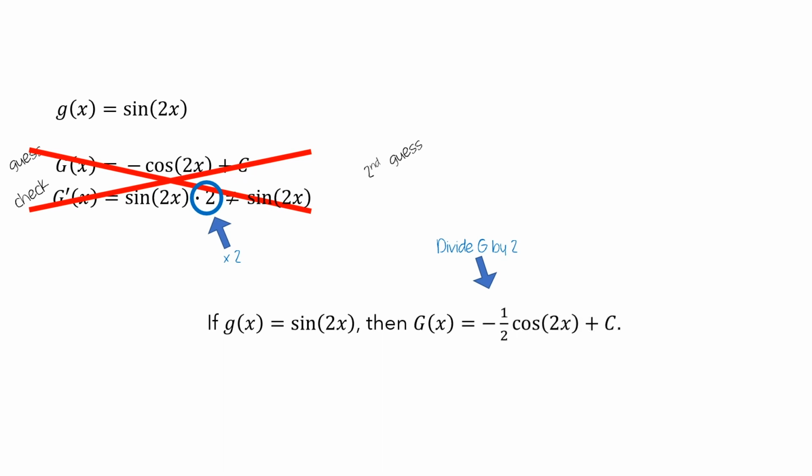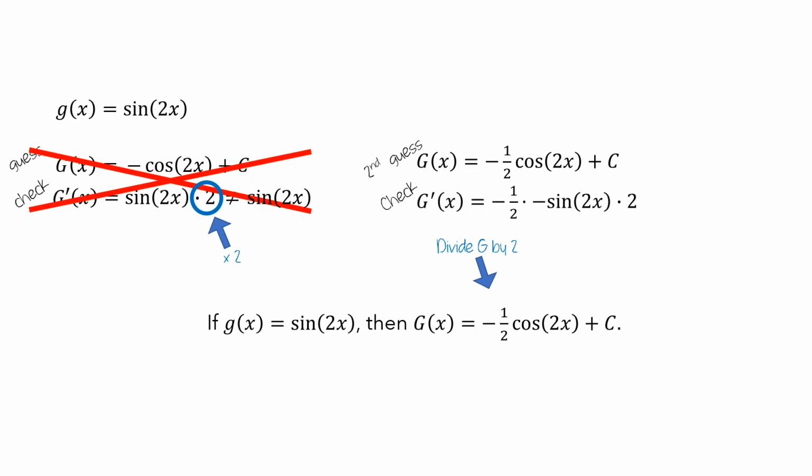So our second guess is that the antiderivative of little g is negative 1/2 cosine of 2x plus c. Let's check to see if this works. Using the chain rule, we'd get negative 1/2 times negative sine of 2x times 2. Multiplying these two negatives gives us a positive, and these 2's cancel each other out. So this is all equal to sine of 2x, which matches our original little g of x. This means that our second guess was correct, and we have found an antiderivative of sine of 2x.